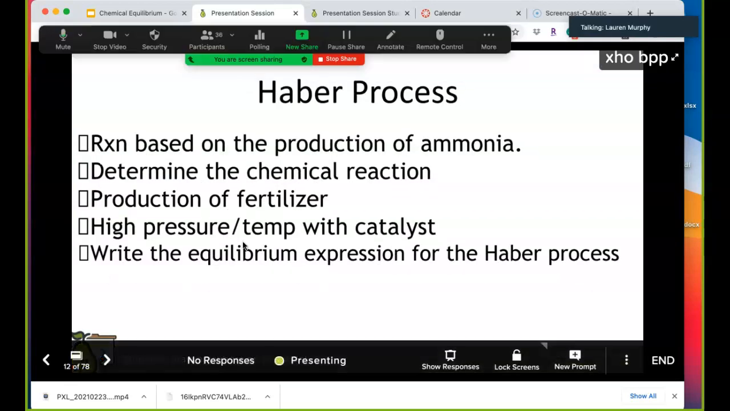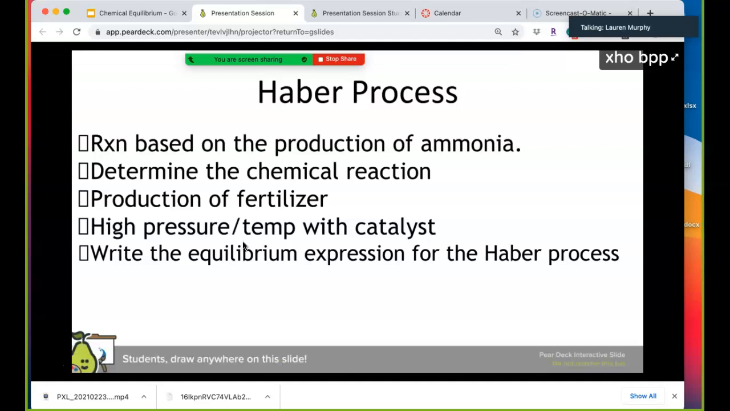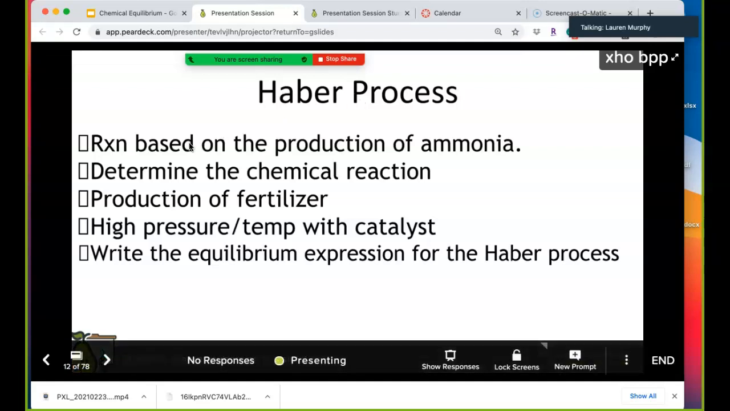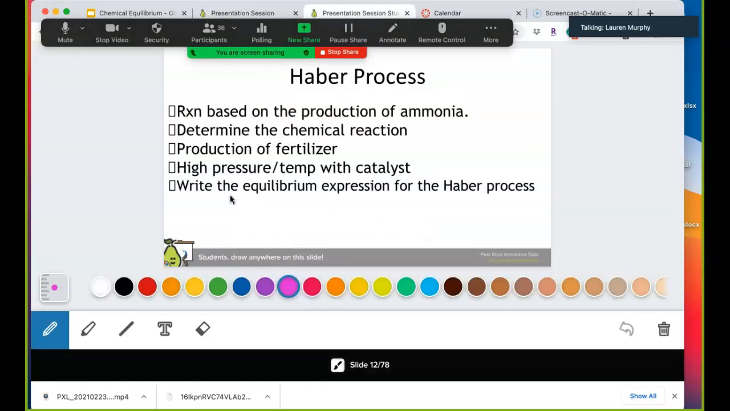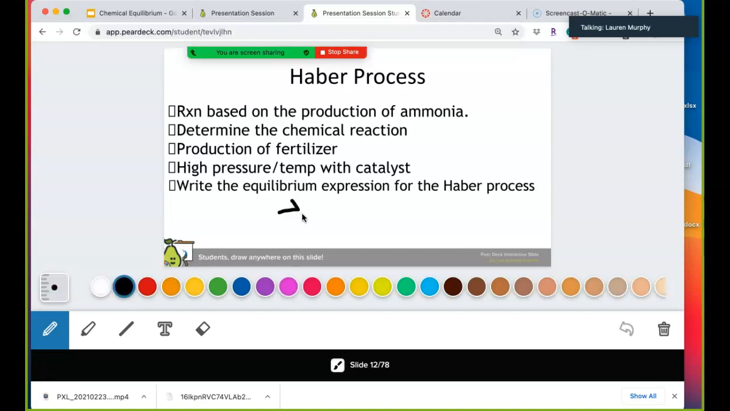We're going to talk about this process a lot from here till the end of the year, the Haber process. It's a pretty well-known, popular process. It's a reaction based on the production of ammonia. So you're making ammonia. How is ammonia produced? Who are my reactants? So we're making ammonia, and now it's going to be equilibrium. What makes ammonia? Anybody know? It's two things. Nitrogen and hydrogen. Good.